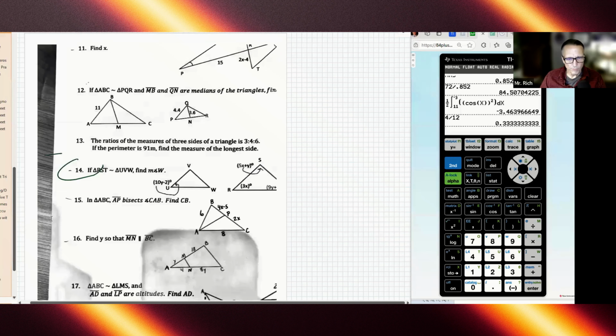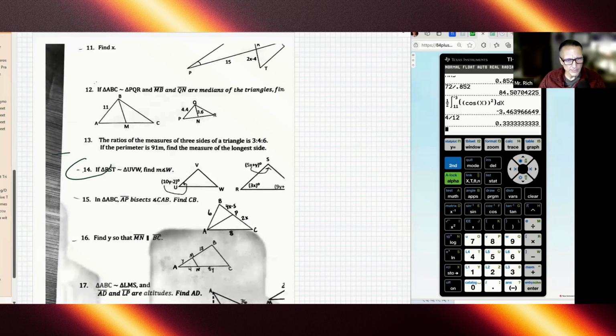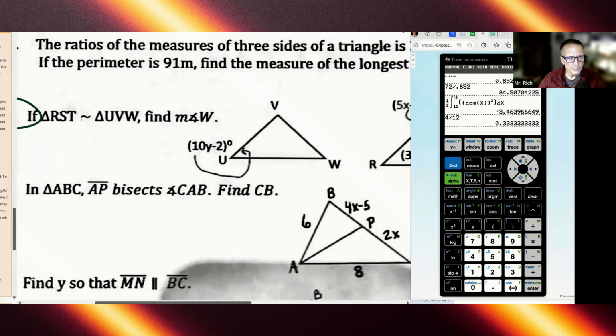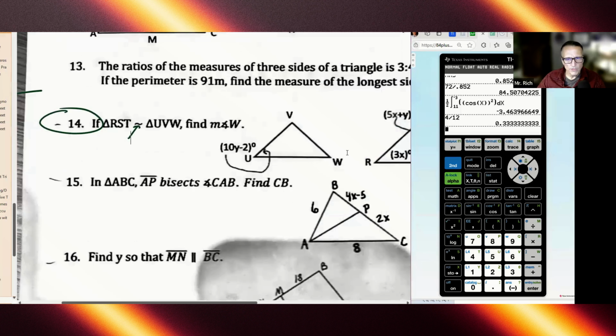Here is number 14. It gives me 2 triangles and says that triangle RST, this little squiggle, which I think is called a tilde, means similar to. So triangle RST is similar to triangle UVW. Find the measure of angle W. Well, one thing I know is that angle W has to correspond to angle T, because when you see these similarity statements, the relative positions of the names of the triangles are important.